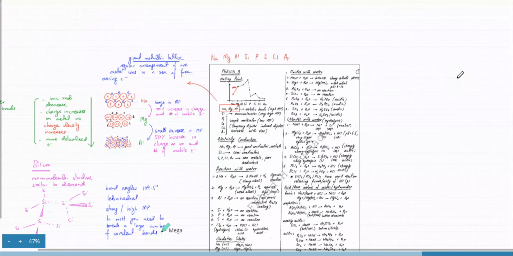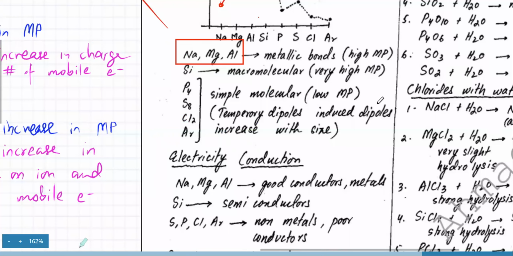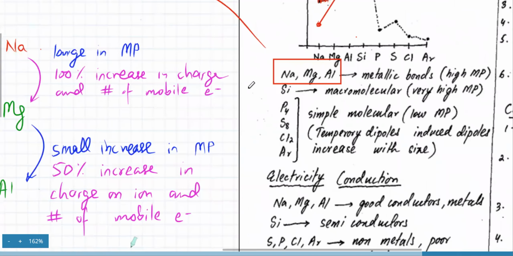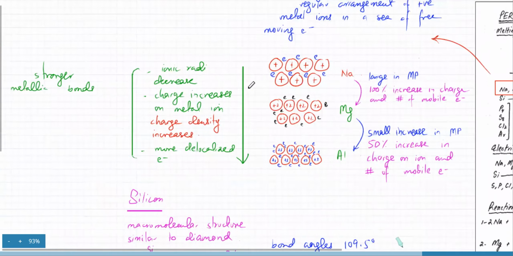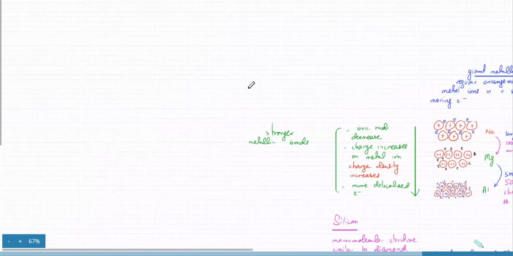Then you're going to talk about these phosphorus, sulfur, chlorine, and argon. You have these four substances, and all of them are simple molecular. Now, when they are simple molecular, they have intermolecular forces. So let me discuss these. Where do I discuss this? One second. Let me discuss it over here.